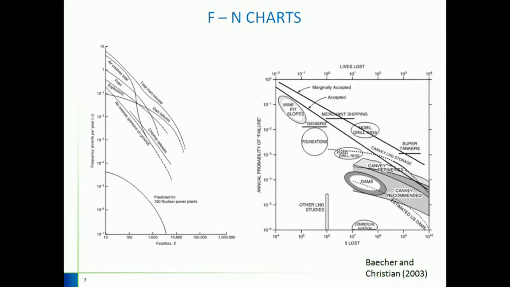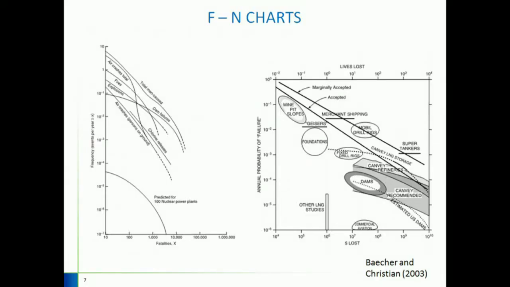So I would like to give you a moment so that you can examine different structures and where they plot in these FN curves. Please notice the dams right here, and you can see this is 10 to the 0 and this is 10 to the minus 6. So it's going this way, it means unlikely to happen. So dam failures are on the more unlikely case scenario, whereas mine pit slopes are more likely to fail. And you can pretty much imagine why that is. They want to take the most out of the mine, and they are willing to take risks for that.